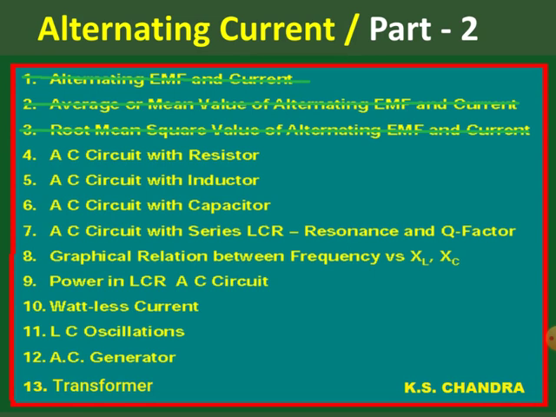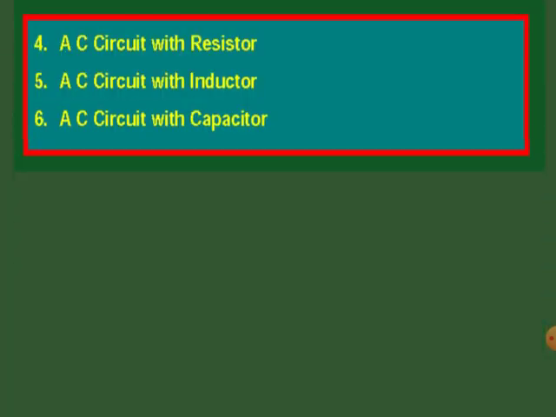Let's see about the AC circuit with resistor alone. Why are we doing the AC circuit with resistor, inductor, and capacitor alone? This is because we need to do the AC circuit with series LCR circuit. So first we need to discuss the resistor, inductor, and capacitors alone, and then we will come to the AC circuit with series LCR circuit. So first let's do the AC circuit with resistor, inductor, capacitor separately, or individually.